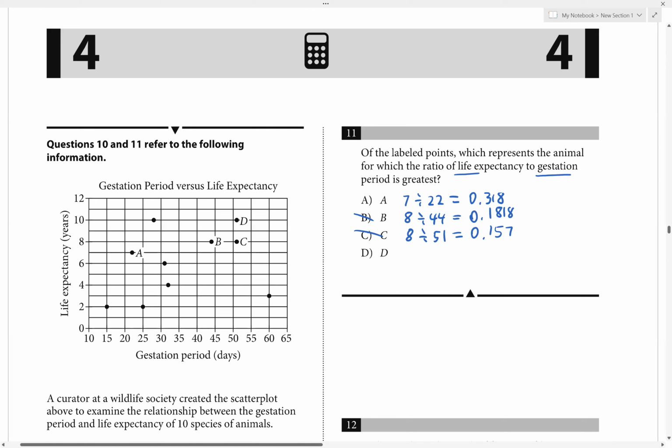And lastly, let's verify D real quick. For D, we have 10 divided by 51, which should be 0.196. So again, it's not going to be as big as A. So A will have to be our final answer because that's the biggest ratio here. We can just solve it out and see that A had to be the answer.